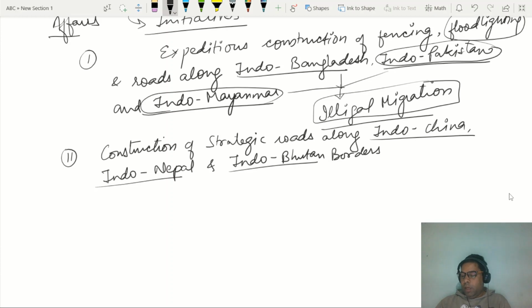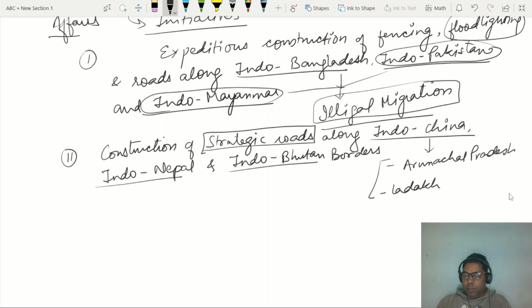For example, the infiltration, or the disturbance by China, has been frequently created in the northeast region, particularly Arunachal Pradesh and the Ladakh region. So India is greatly concerned about constructing the strategic roads. It means India is concerned that we have the roads constructed in order to reach smoothly and fast to protect our territorial area or the border area.